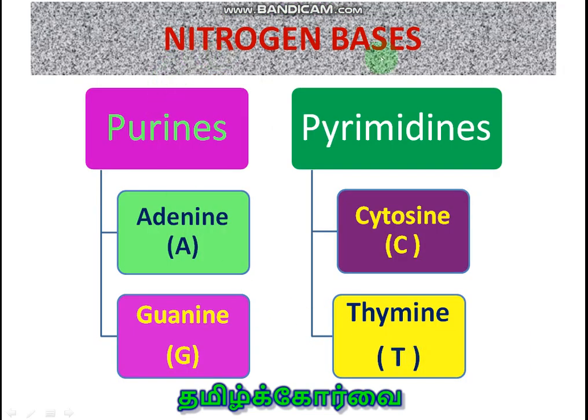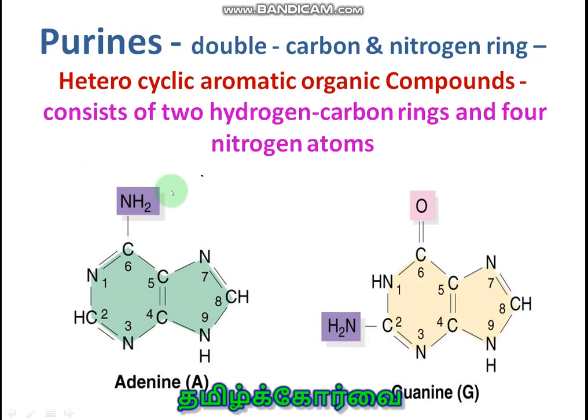First, let us take the nitrogen bases. This again consists of 2 broad categories. One is purines. It consists of adenine and guanine. These are also nitrogen bases coming under purines. Then pyrimidines: cytosine and thymine, and their symbols are also given here as A, G, C, T.